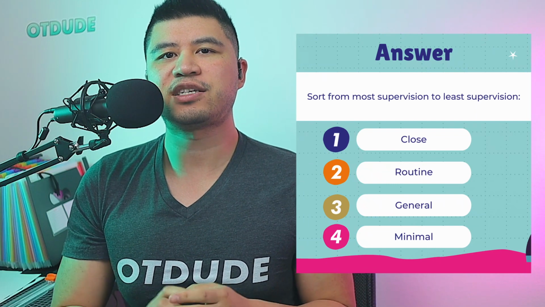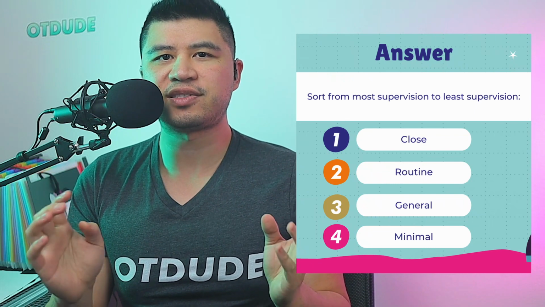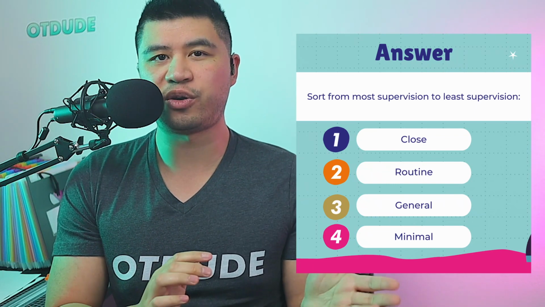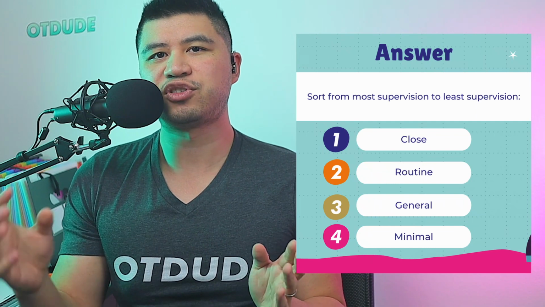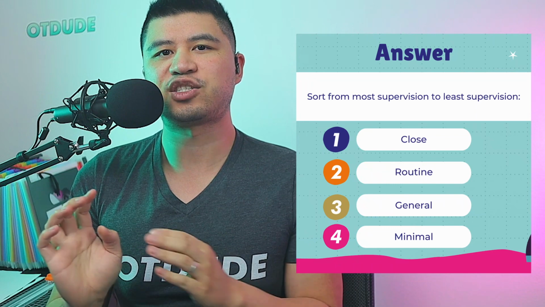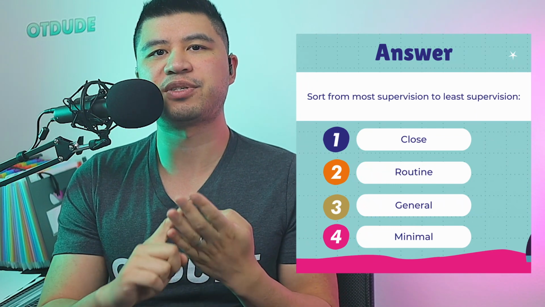How about the last two in the middle, routine and general? Routine implies some sort of schedule, so therefore it would be second in order, which leaves general supervision by process of elimination and as third in order. You just have to kind of remember that there are 4 types of supervision.